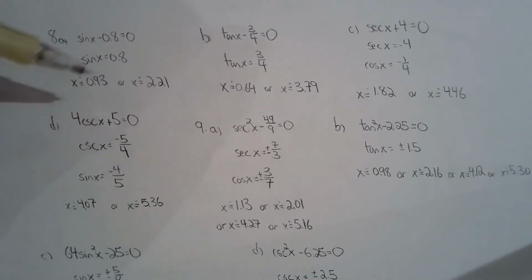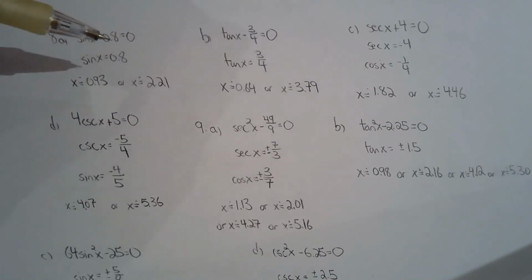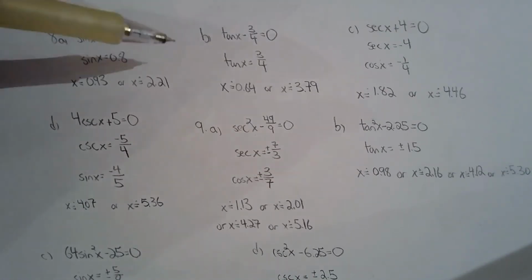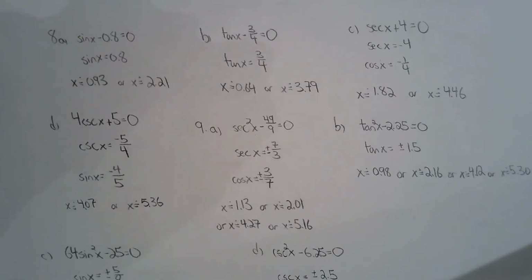It's because we didn't use any complicated identities to help us solve these equations. It was just strictly rearranging. So question 8, you're just rearranging and isolating the trig function. There's really not much to say. And all these ratios are not clean, so I had to use my calculator for all of them.